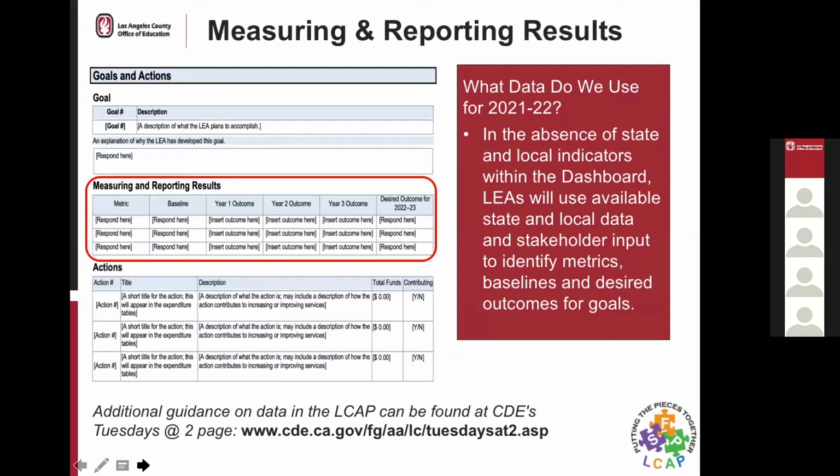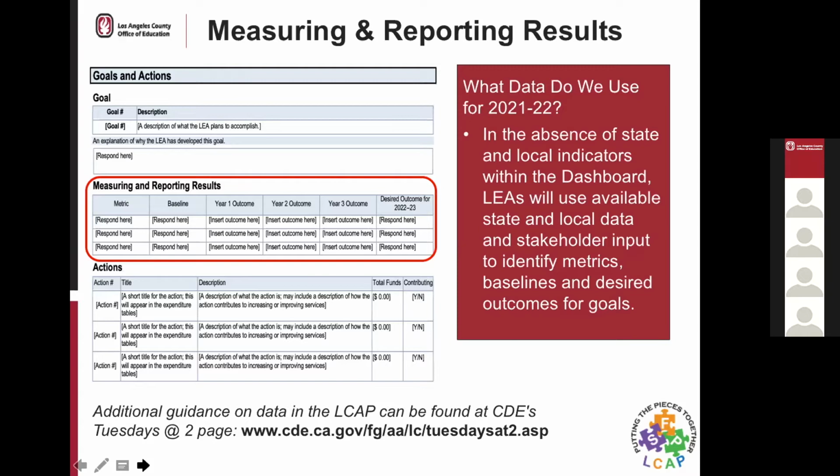And for each LCAP year, LEAs must identify the metrics that they will use to track progress towards the expected outcomes. And as Bonnie mentioned, the LCAP should include all students and all student groups. And the instructions also specify that LEAs are encouraged to identify metrics for specific student groups as appropriate, including expected outcomes that would reflect narrowing of any existing performance gaps. For the 2021-22 LCAP, LEAs must complete the metrics, baselines, and desired outcomes for 2023-24. The sections for year 1, year 2, and year 3 outcomes will not be completed this year.